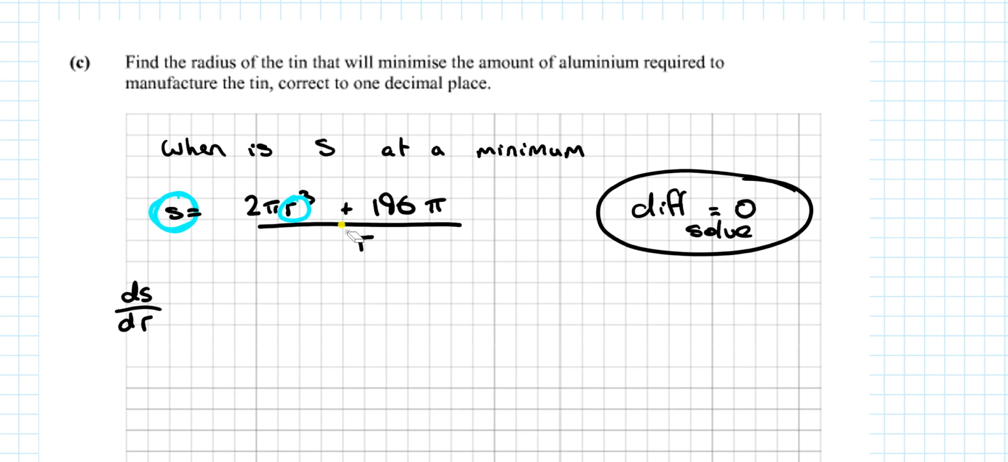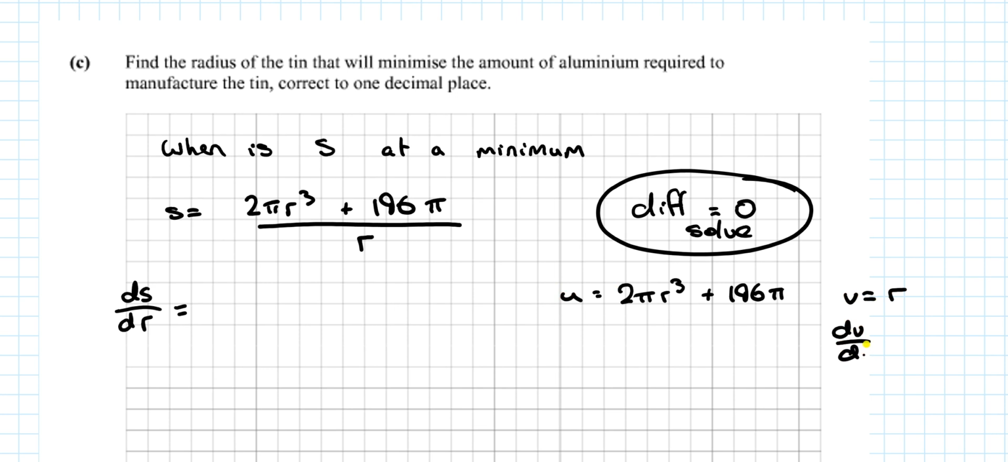Now, there's a variable on the top and bottom line. It's a fraction, so I know I'm going to need to use the quotient rule. So u is equal to 2 pi r cubed plus 196 pi. Sorry, v is not that, u is that, excuse me, and v is equal to r.